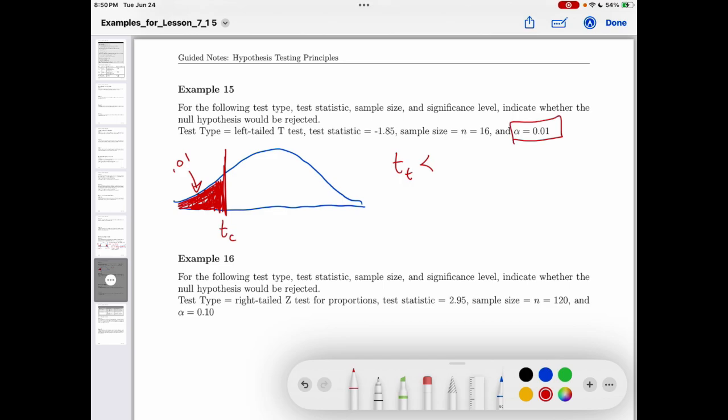So go into GeoGebra and put in that you have an area of 0.01 on the left, and you should get a t critical of negative 2.6. Don't forget you have to put in your degrees of freedom. In this case, because we have a sample size of 16, our degrees of freedom is going to be 15. It's one less than the sample size. So if my test statistic is less than negative 2.6, then that falls in that rejection region, and we would say we reject the null hypothesis.